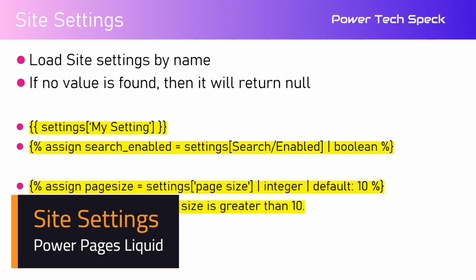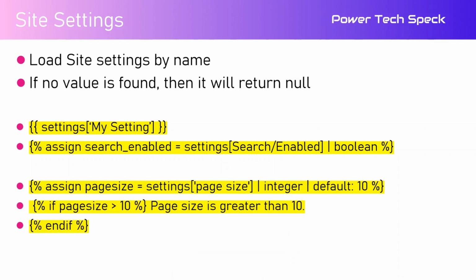In this video, I'll show you how to extract the site settings value using liquid language. Now, in Power Pages, you have something called a site settings table in the backend, which will store all the site related settings as a key value pair. Now, if you want to extract that information in your Power Pages site, you can make use of the settings object to extract the value.